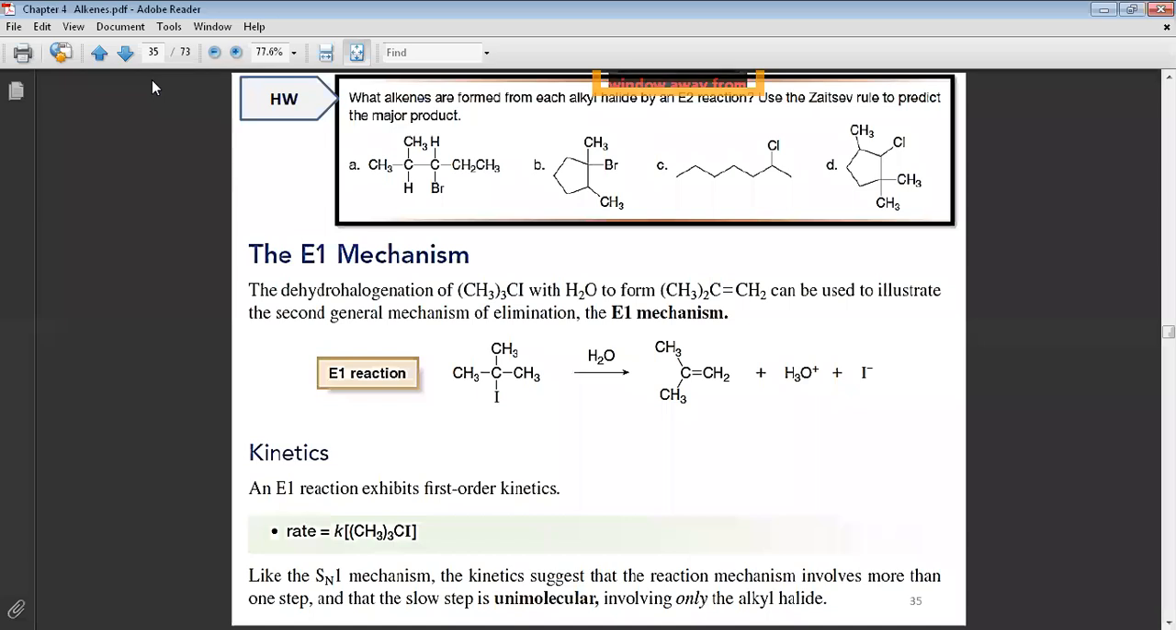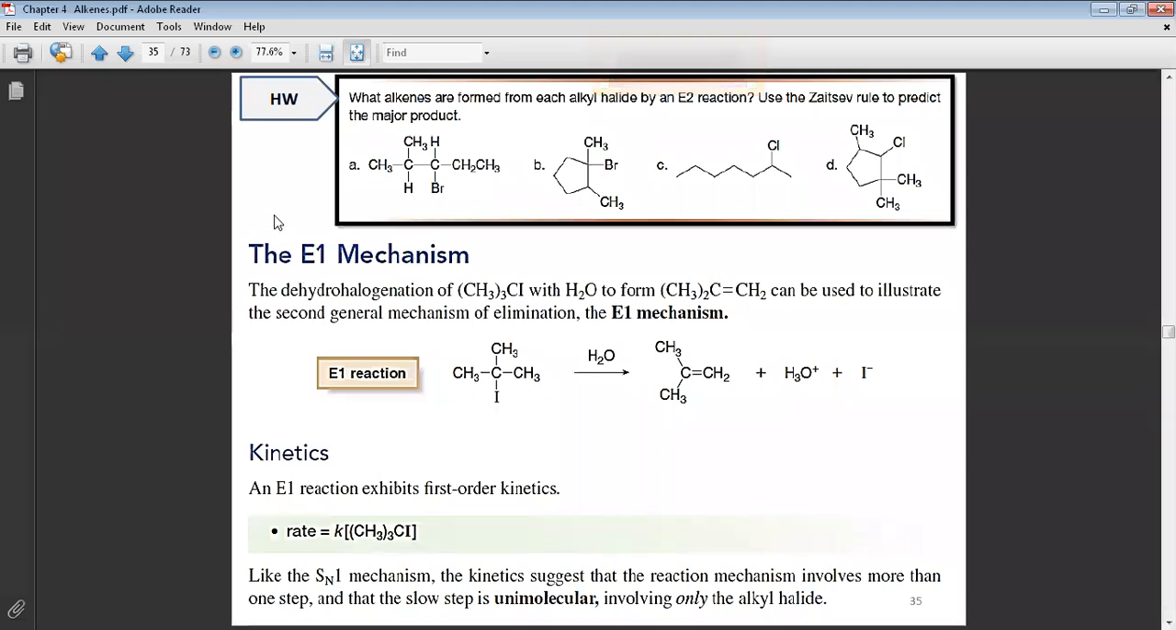And this is about the E2 mechanism. Now this is homework for you. What alkenes are formed from each alkyl halide by E2 reaction? That means this will enter the E2 reaction. According to the Zaitsev rule, determine the major and minor product. Which one will be the major one, and which one will be the minor product.